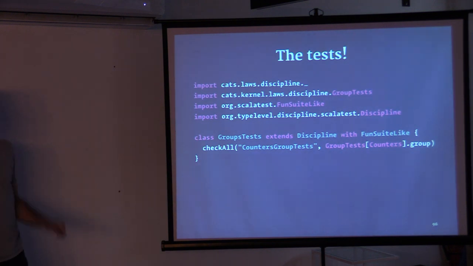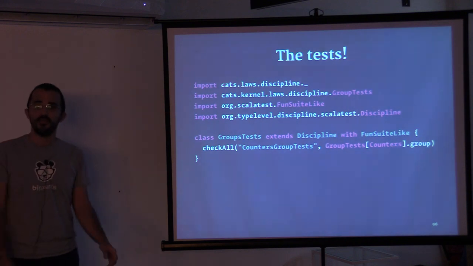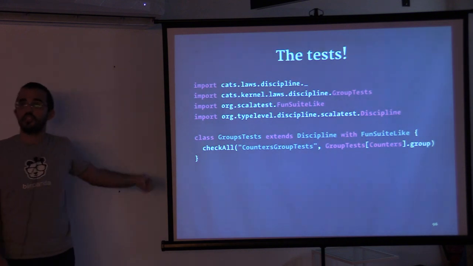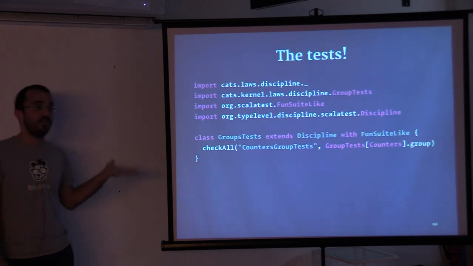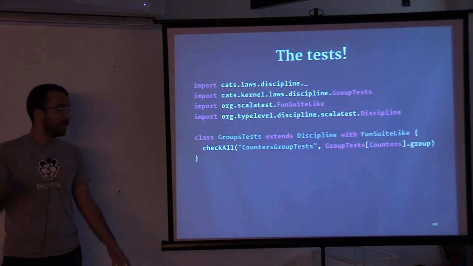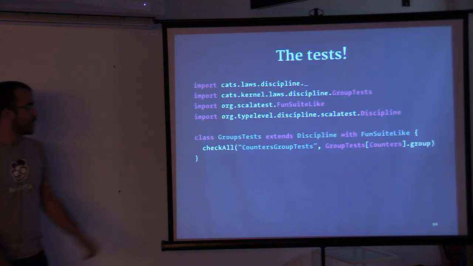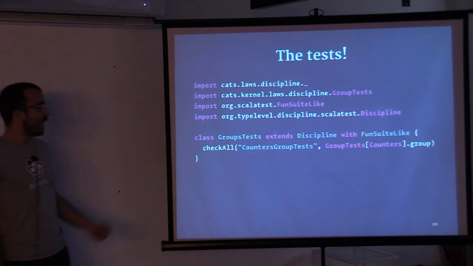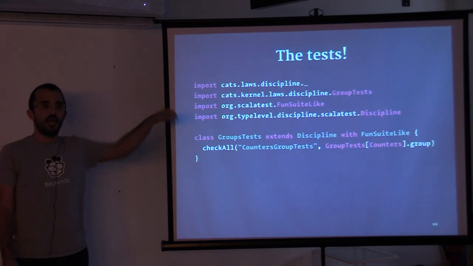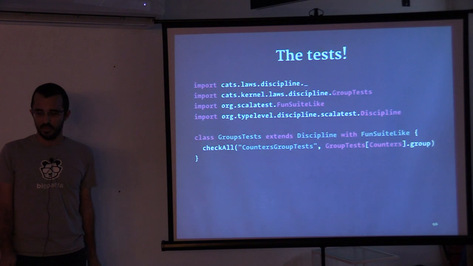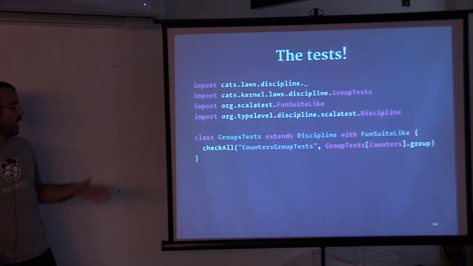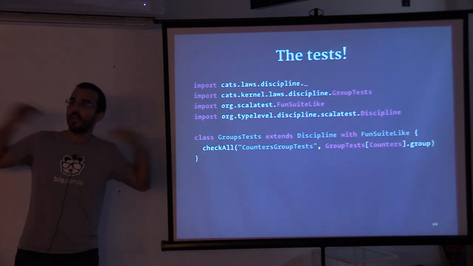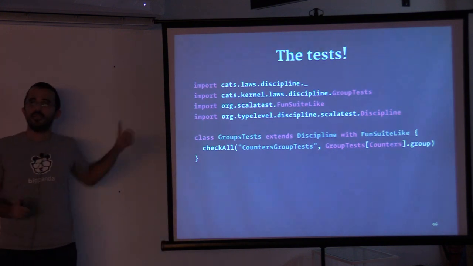So I'm using the group test case class, and I'm using the discipline trait. The discipline trait allows us to use the checkAll function. It's an equivalent syntax of the forAll function we've seen before, but in another library. And then I'm saying, please run the group tests on my counters type. Look at the single line of testing code here. Run the group test on my group of counters, and make sure the group axioms are working. Single line of testing code.